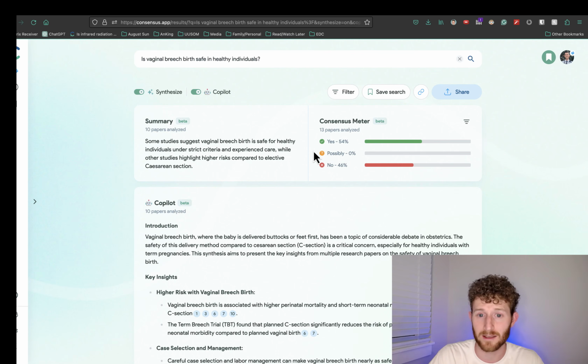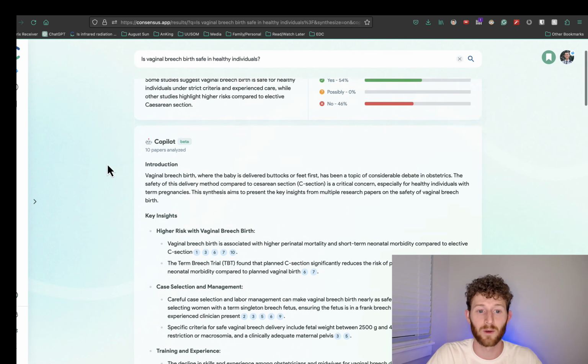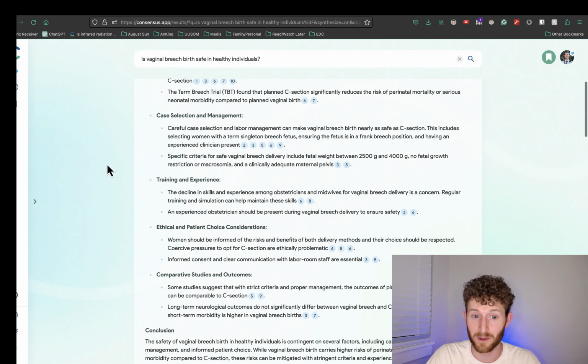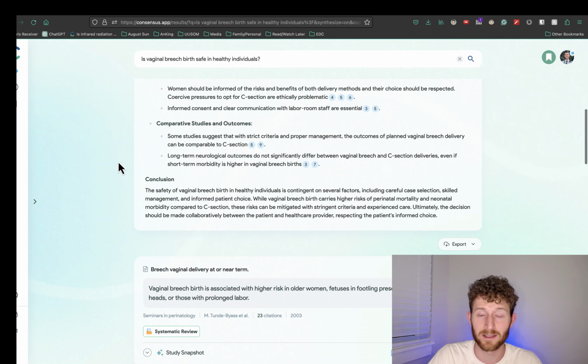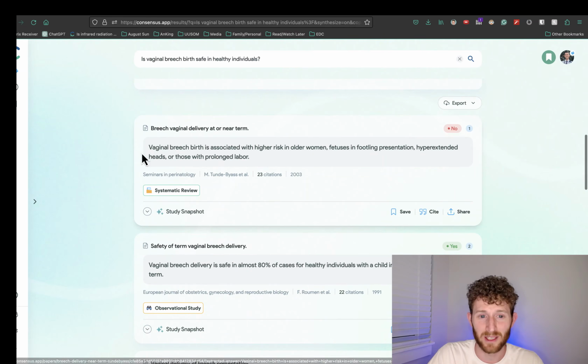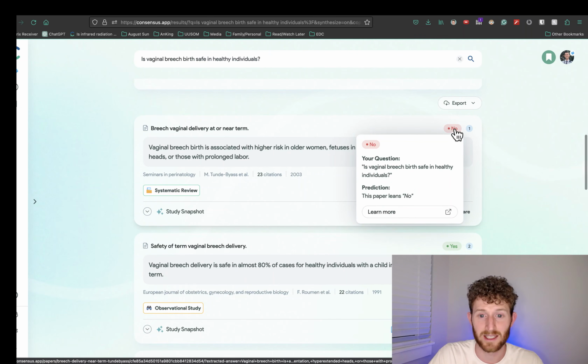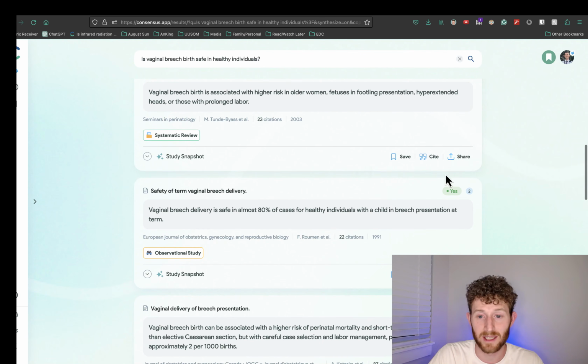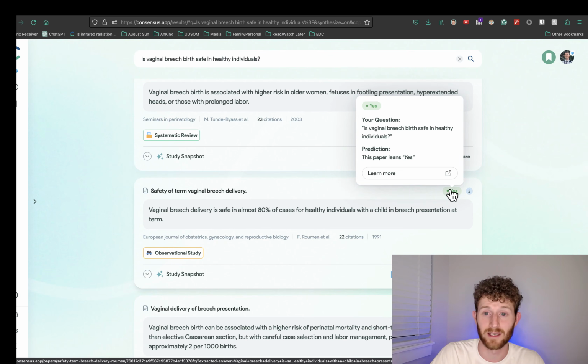Some people are saying yes, some people are saying no. So maybe it would be good to go through all these things in the Copilot to understand a little bit about what the studies were about, and then maybe go look and see what the studies that said no, that this was a risky thing to do, versus the ones that said yes, this is okay to do.